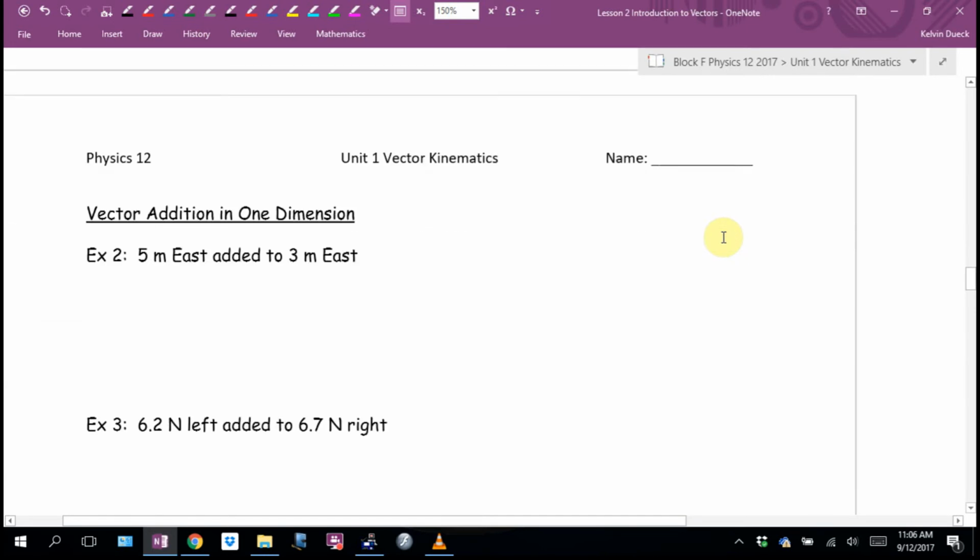Vector addition in one dimension. What's 5 east plus 3 east? Yeah, 8 meters. We'll put an at symbol, east.